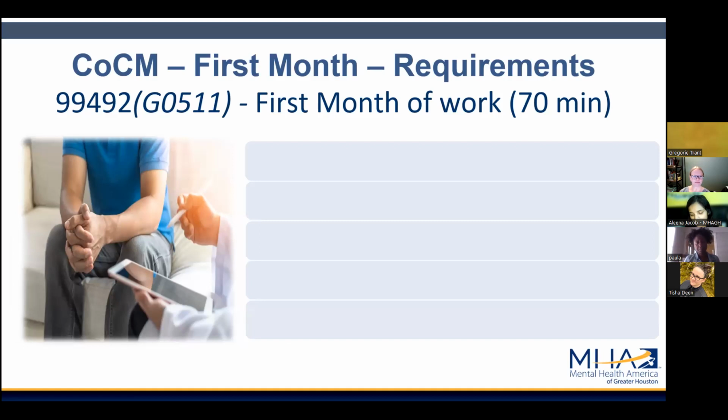So let's talk about what has to happen as a part of that first month. This is the 99492, or your G0511 if you're an FQHC, the first month of work. If you're not an FQHC, how much time do you have to spend? What's the minimum amount of time? Someone put it in the chat. If you're not a federally qualified health center, how much time do you have to spend working with a patient to be able to bill this 99492? Yay! Good job. 36 minutes. Very good. If you're an FQHC or a rural health clinic, how much time do you need to spend? 70. Way to go. Y'all are passing the test.